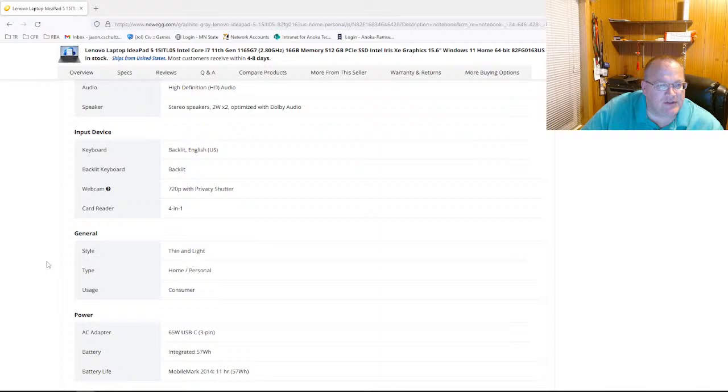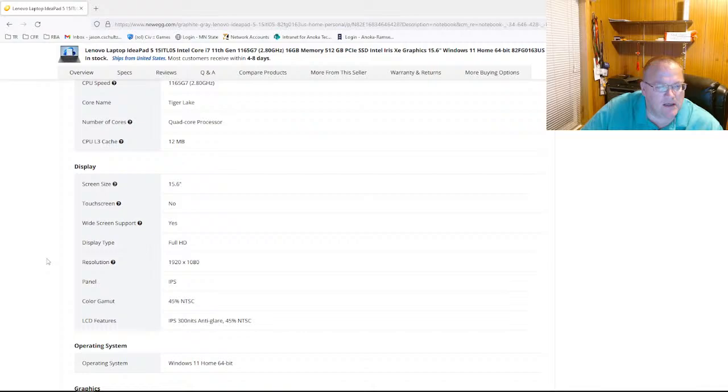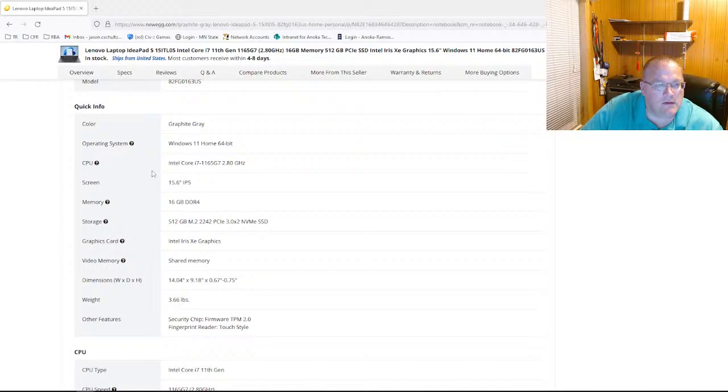Input devices, general power. Doesn't have anything about the bus. Not one thing about the bus. Oh, that's too bad. Yeah, not a single thing about it. Well, that's a bummer. That's a real bummer.